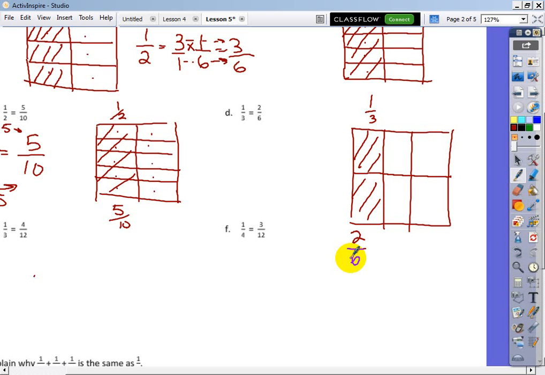1/3 is 2/6 because if we multiply the top and bottom by 2, it equals 2/6. Since they're equal, and I haven't really changed them, if I did the same thing to the top and the bottom, I haven't changed the fraction. I've made the top and bottom equally bigger. All right? So 1 out of 3 is the same as 2 out of 6.